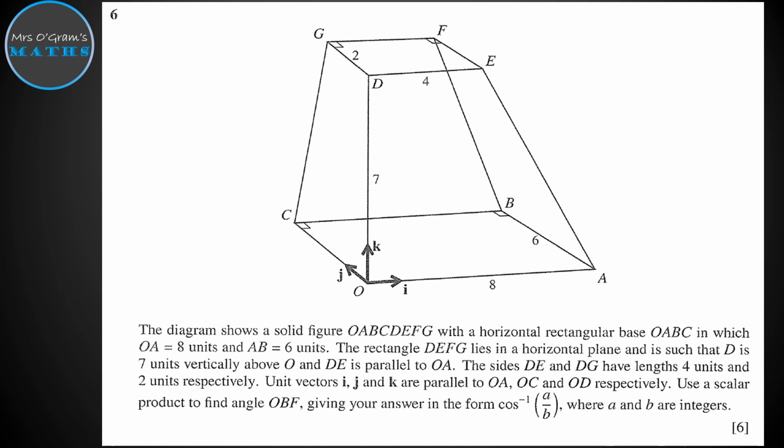Question 6 is the vectors question. I won't read through it all, but it's basically exactly what it looks like. And we're being asked to work out the angle OBF. So this one here, we're going up to, oops, badly drawn line, but this angle here that we're trying to work out. Okay.